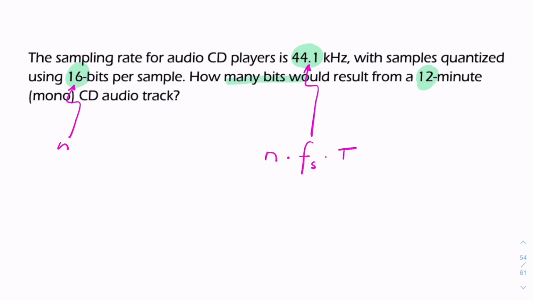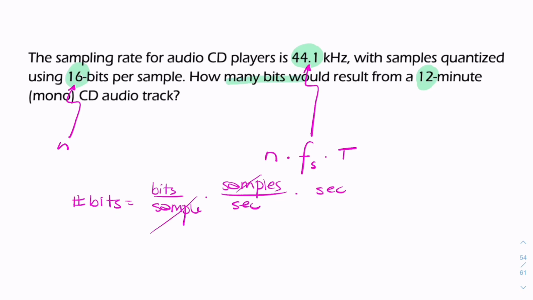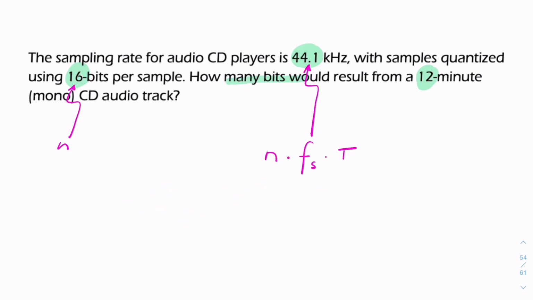number of bits. So it's like saying the number of bits is equal to the number of bits per sample multiplied by the number of samples per second multiplied by the number of seconds. So you end up with the number of bits. So we simply multiply the 3 numbers that we're given. So the bit depth multiplied by the sample rate multiplied by the total time.